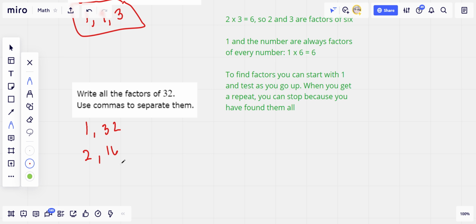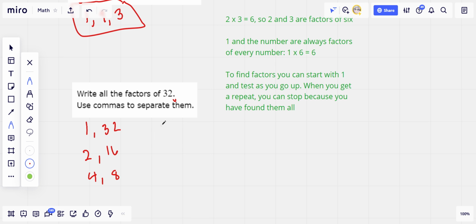Okay. And then, going up to 3, I don't think this is divisible by 3 because 3 times 10 would be 30, and then 3 times 11 would be 33, so 32 is not. So 4, this is divisible by 4, and I'm remembering that 4 times 8 is 32. Okay, and then let's try 5. I don't think 5 works because 5 times 6 is 30, and 5 times 7 is 35, so that doesn't work. And 6, same thing, 6 times 5 is 30, and then 6 times 6 is 36. 7 times 4 is 28, 7 times 5 is 35, that doesn't work.